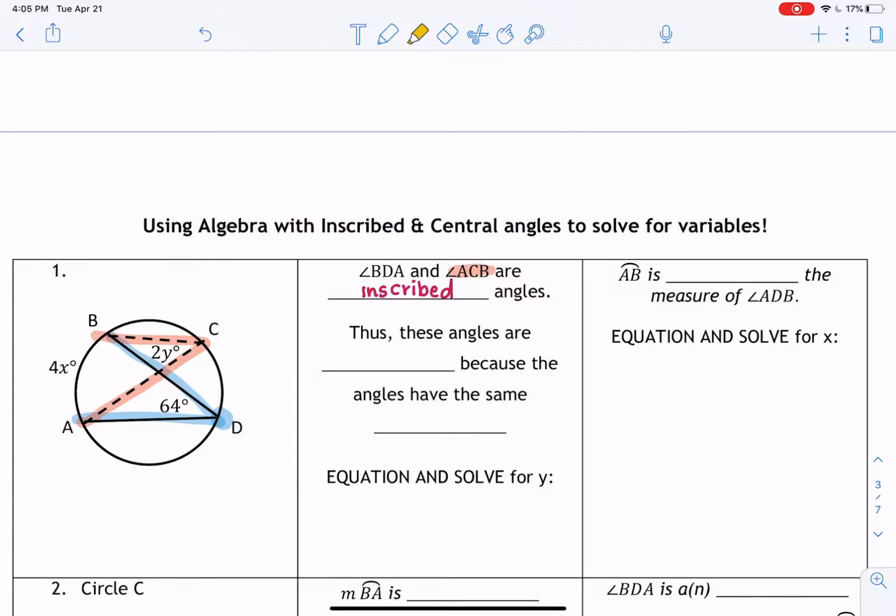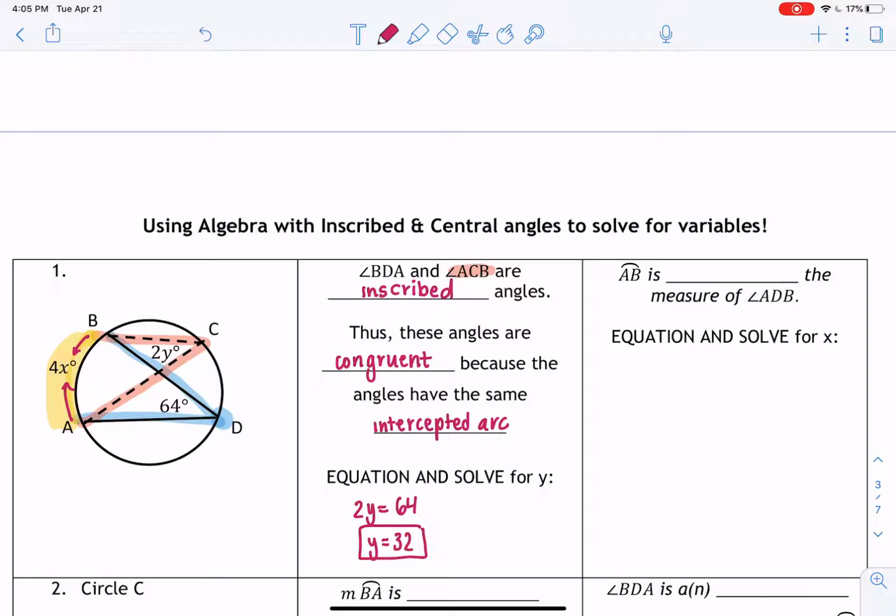They share this arc right here. So these two angles, because they share this arc, are going to be congruent, equal, because these angles have the same intercepted arc. We know that 2 times 2y is going to equal this in yellow, and 2 times 64 is going to equal this in yellow. So they have to be equal to the same thing. So 2y is equal to 64 degrees since they're congruent. Divide by 2 and we should get 32.